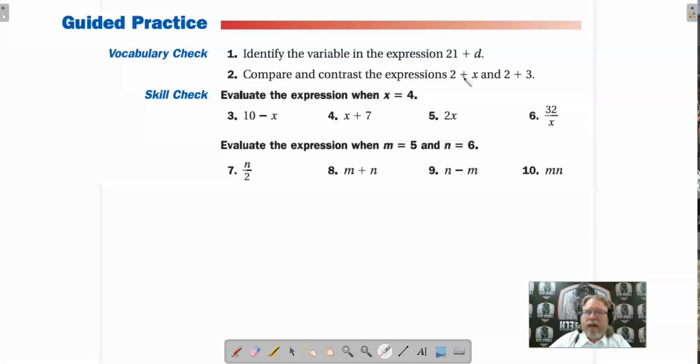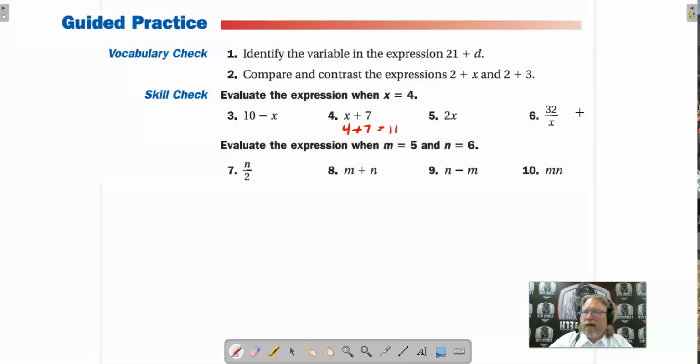I prefer algebraic expression. Skill check: evaluate the expression when X equals 4. So evaluate means to actually come up with a number. So let's do number 4 here. If X is 4, we'd have 4 plus 7. We just substitute in the value of 4 for X, and this equals 11.